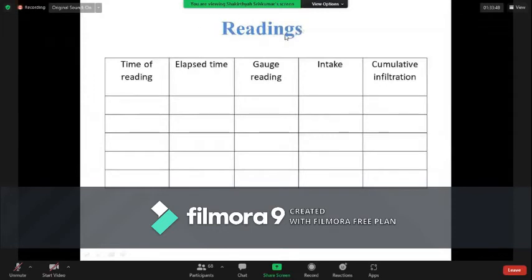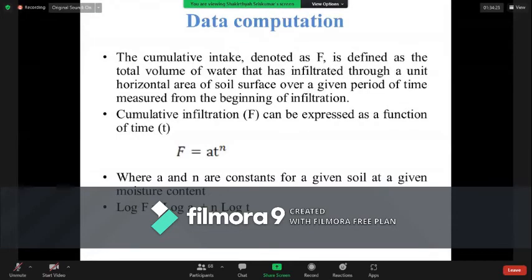No need to write. So with the stopwatch, we can take the time of reading. Then the elapsed time, the interval between two readings, we will write. Then the gauge reading, which is the drop of the height of water. Then the intake. Once we use the constant head method, we need to add the volume, so we have to mark that intake. Then calculate the cumulative infiltration. So here this is data computation.